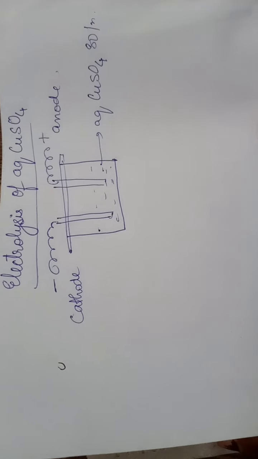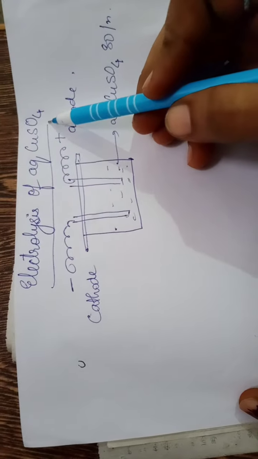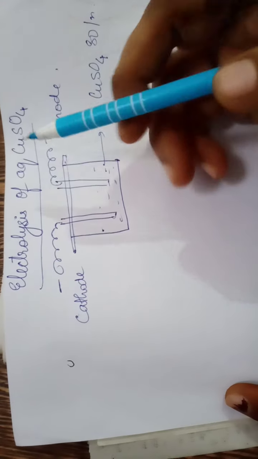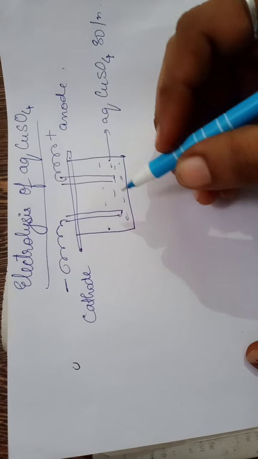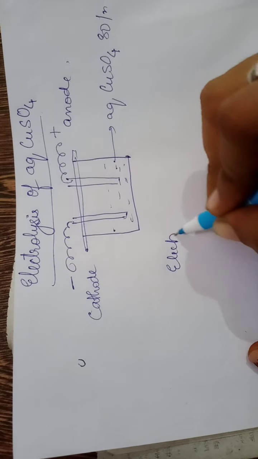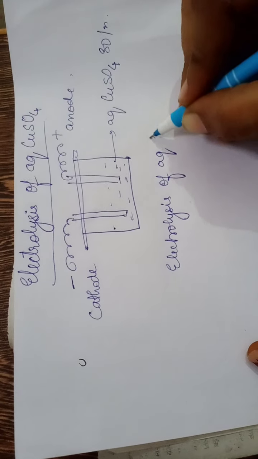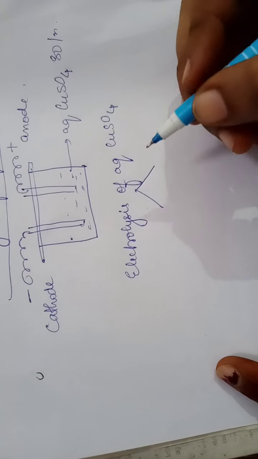Dear students, today we are going to start with the electrolysis of aqueous copper sulfate solution. Okay children, in this we have to study two parts. There are two different parts. When we undergo the electrolysis of aqueous copper sulfate solution, there are two parts that we have to study.